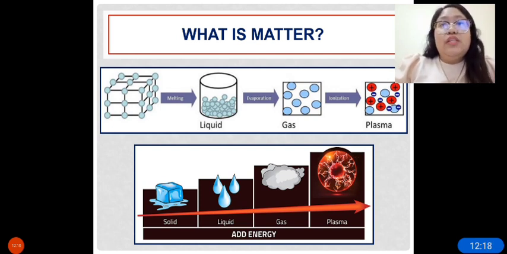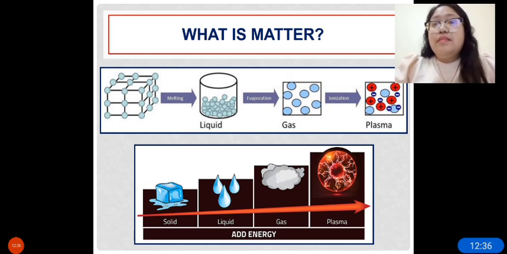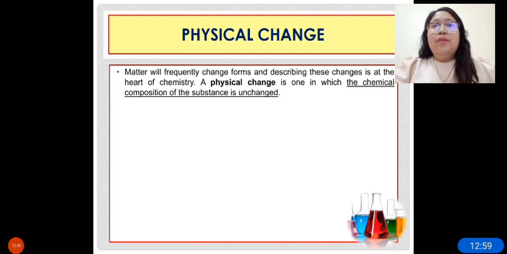So whether it's a solid, liquid, gas, or plasma, it's all about energy. So add energy and we can change a solid into a liquid, into a gas, or a gas into a plasma. So please remember these terms: melting, evaporation, and ionization. So from solid converted into liquid, from liquid converted into gas, and gas converted into plasma. And why is that so? Because of energy. So more energy, then the phase of matter will also change. Okay? I hope you understand that.